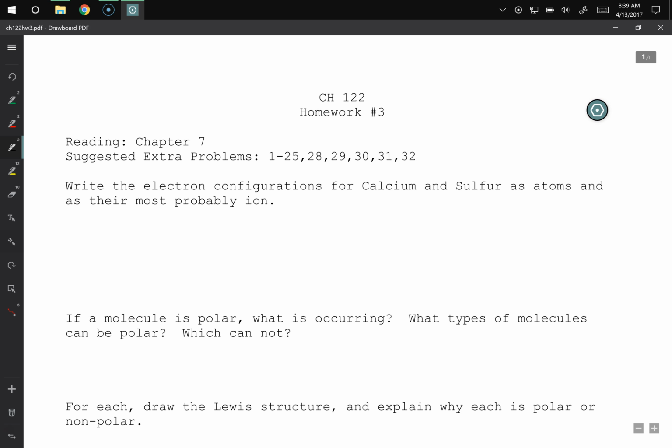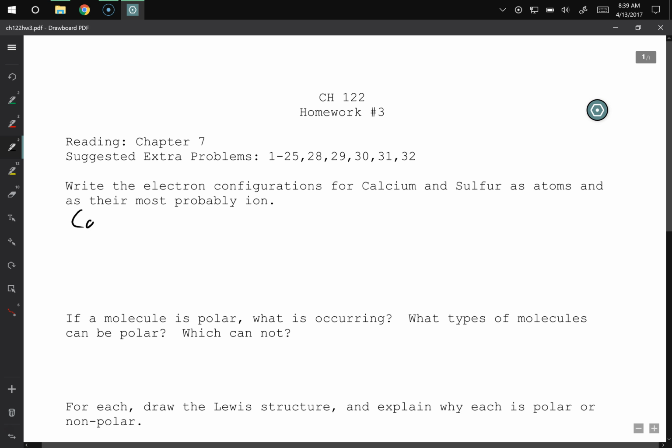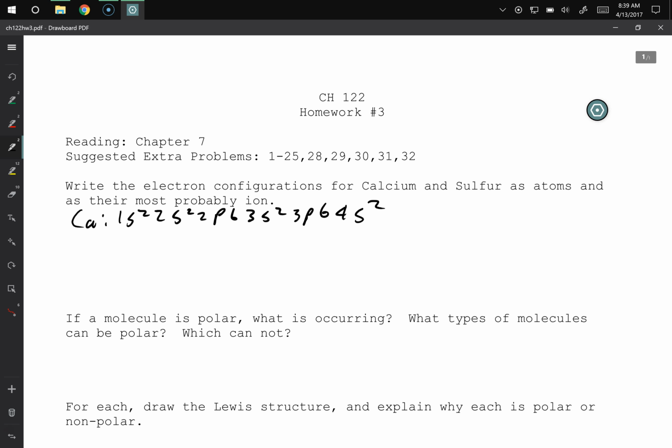Okay, write the electron configuration for calcium and sulfur atoms and their most probable ion. So for calcium, we're Ca, 1s2, 2s2, 2p6, 3s2, 3p6, 4s2. And so we know it's 4s2, it's in the fourth row, it's in the s block, and it's in the second column of the s block.